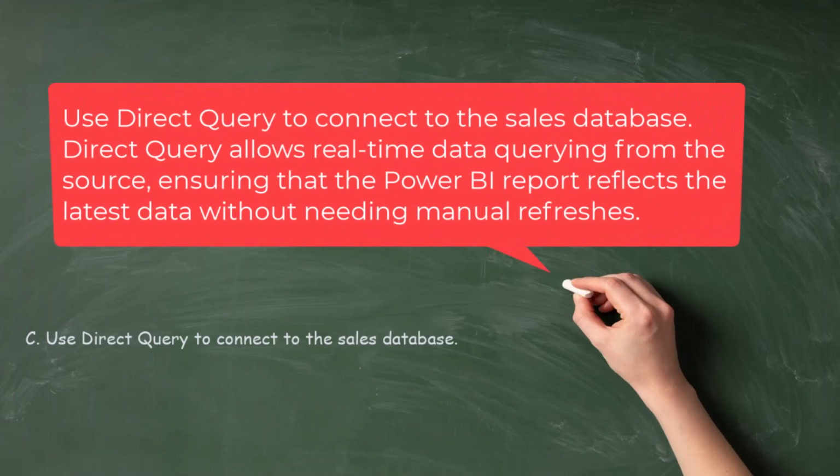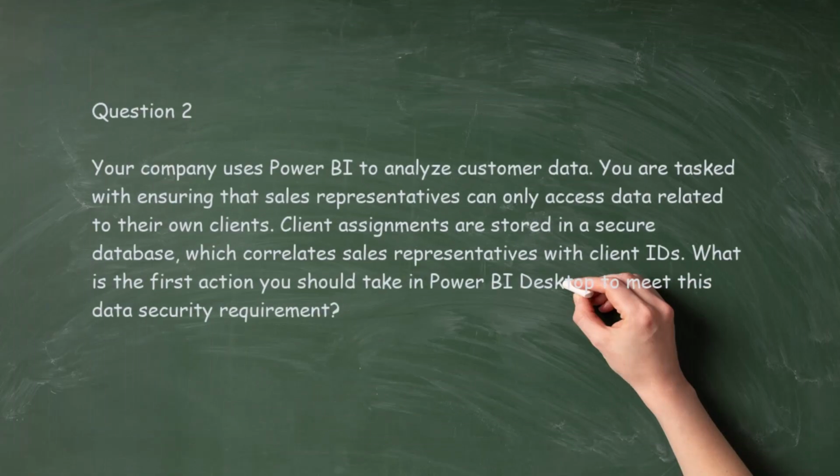The correct answer is C. Why? Here's the explanation. Use direct query to connect to the sales database. Direct query allows real-time data querying from the source, ensuring that the Power BI report reflects the latest data without needing manual refreshes. Question 2.